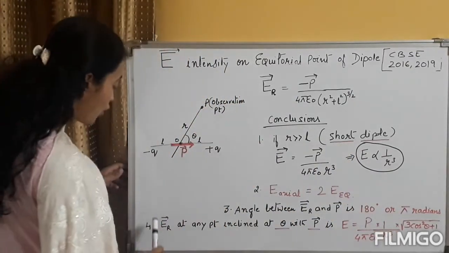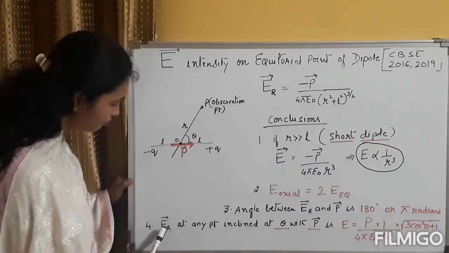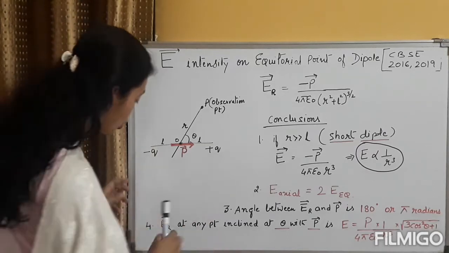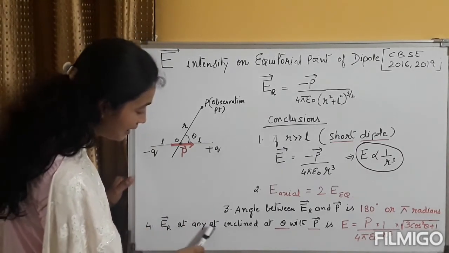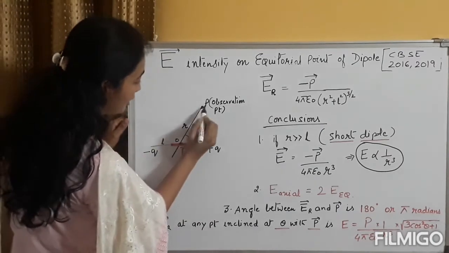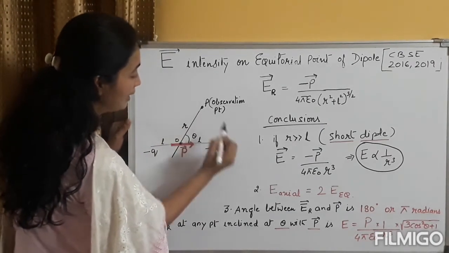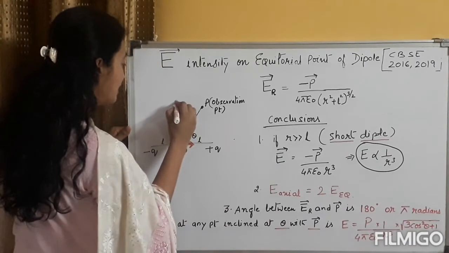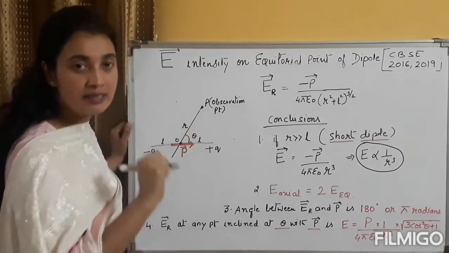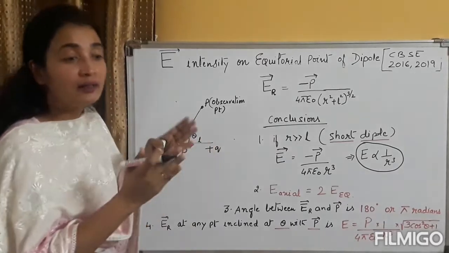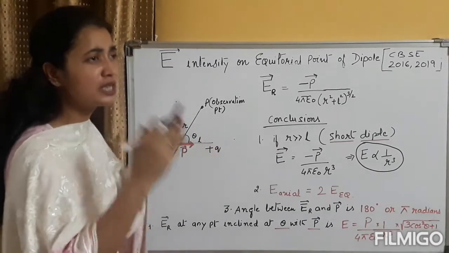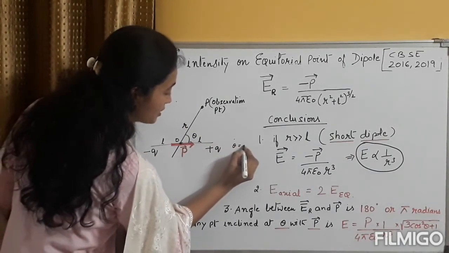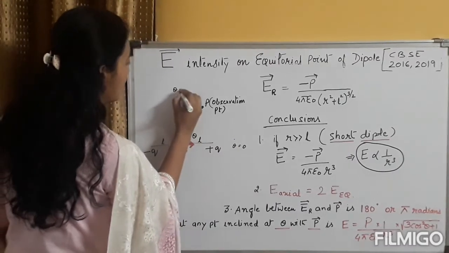And the fourth point is something which you need to keep in mind. This is of course not discussed directly in NCERT, but at this level I expect you to know these things. Suppose your observation point is neither on the axial point, that is theta 0, nor on the perpendicular bisector where theta is 90. It is at any general angle theta. Theta can be 10, 20, 30, 45, 60, 75, any angle. If it is on the axial point, theta will be 0, and if it is on the perpendicular bisector, theta will be 90.